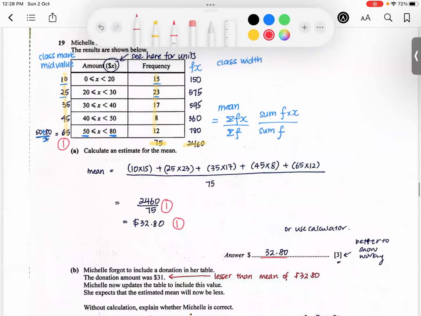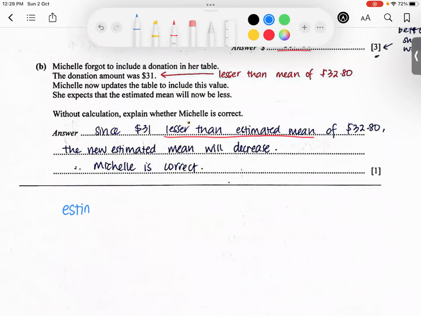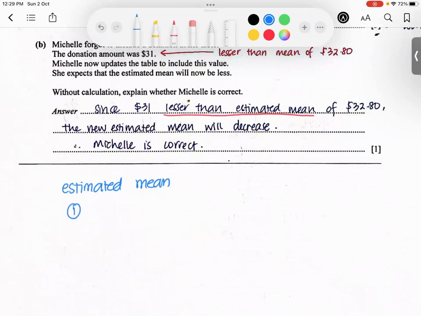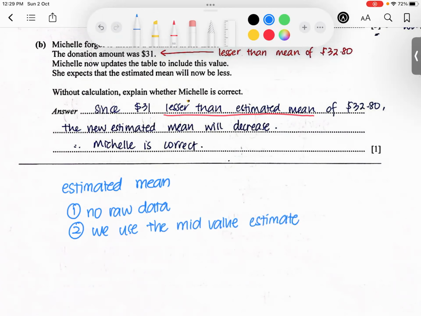Another extension to this type of question, they can ask you to explain why this is only an estimated mean. Why is it only an estimated mean? Two things. Number one, we do not know the raw data, no raw values. Number two, we use the mid value to estimate the data.